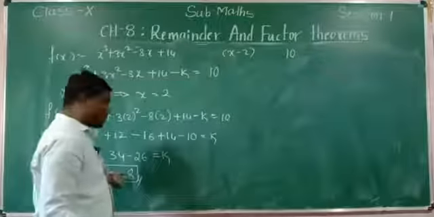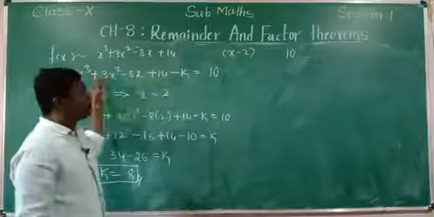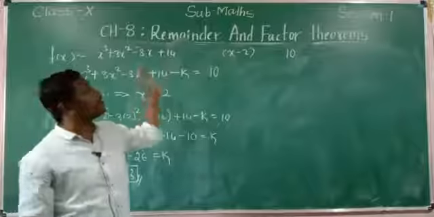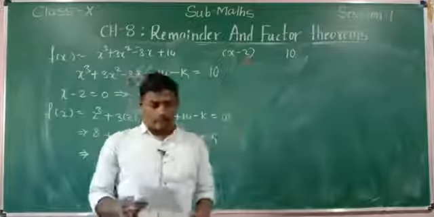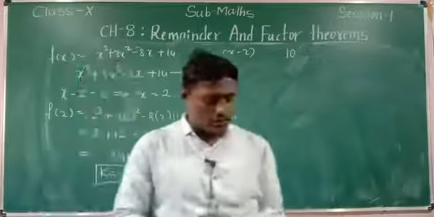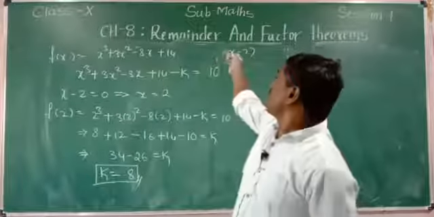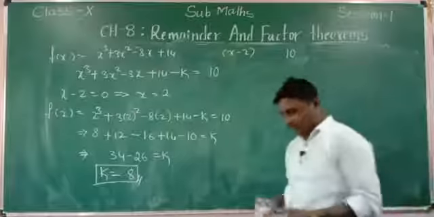When we subtract 8 from the whole expression, then x minus 2 is a factor of the whole expression and it leaves the remainder as 10. Okay. So these are some questions based on the remainder and factor theorem.